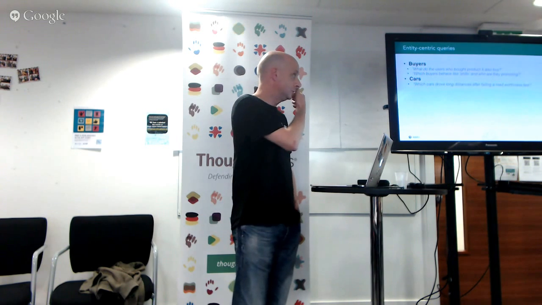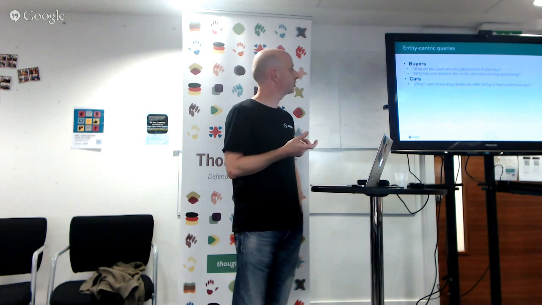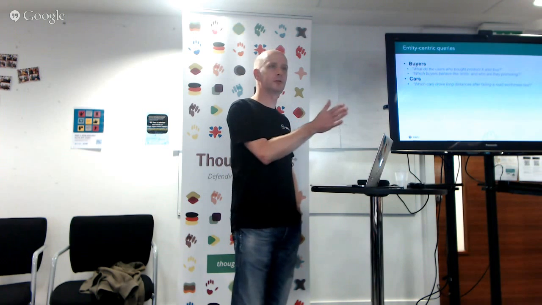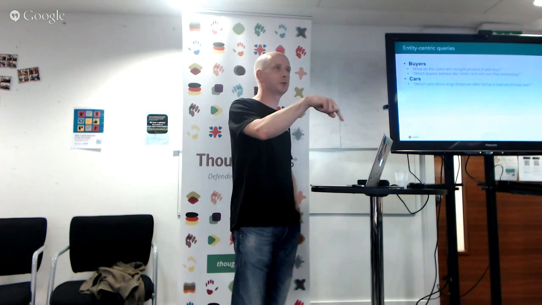Car data. I did some stuff with all of the MOT records in the UK. I wanted to know what types of cars were being driven long distances after failing roadworthiness tests. So again, you've got to look at multiple event records, multiple tests. What was the date on which the car failed a test, and when was the next time it presented itself and actually passed the test? All the time in between is driving around in a failed state.